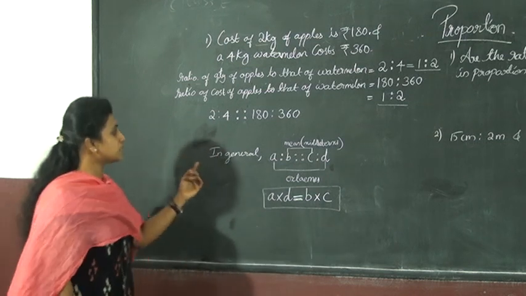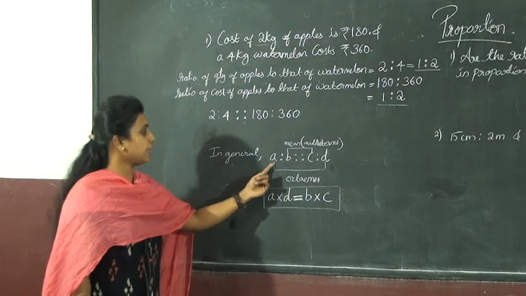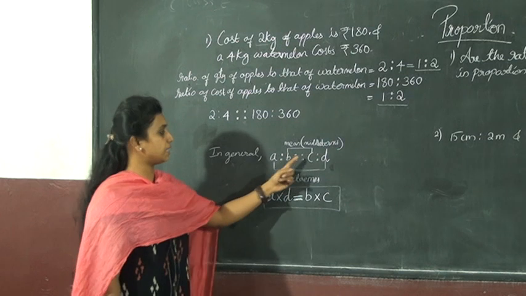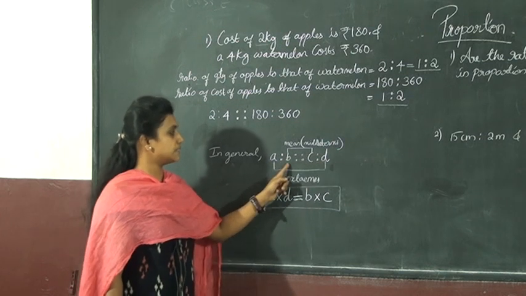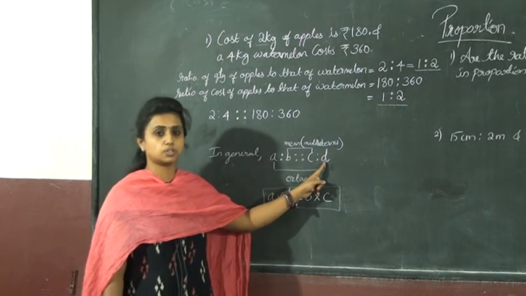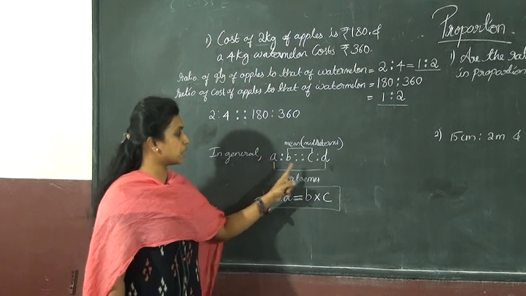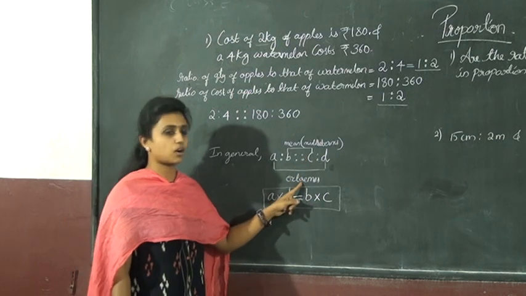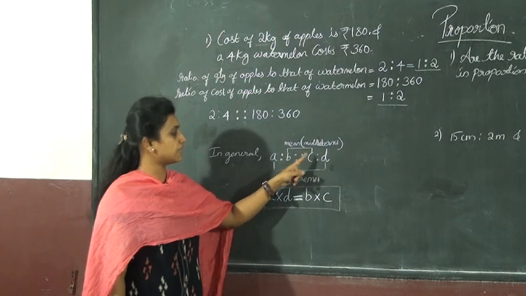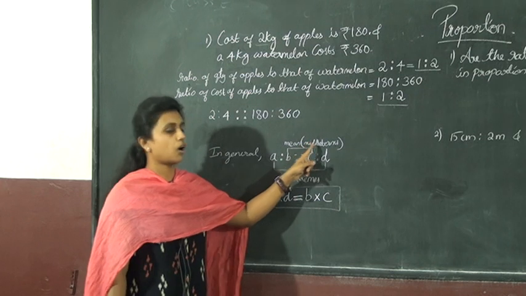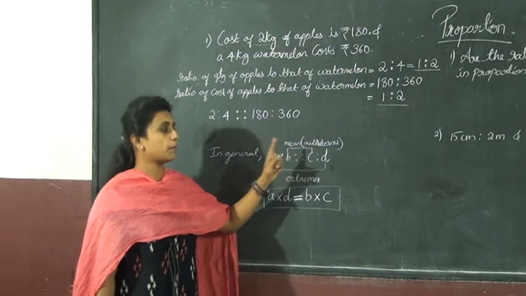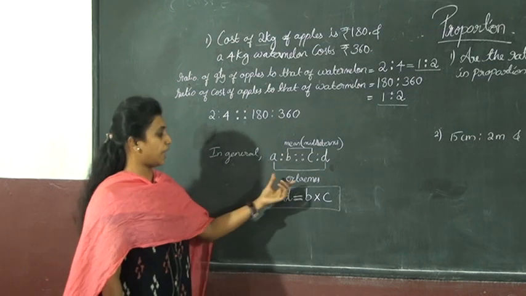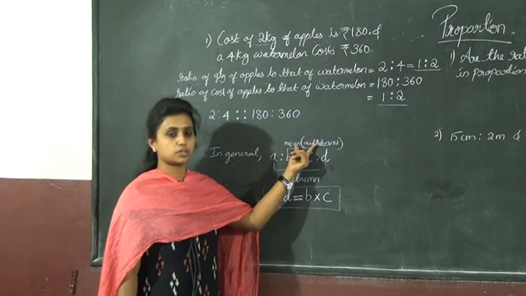Okay, so in general you can write like this: A is to B is the same as C is to D, where A, B, C and D are the first, second, third and fourth terms. The first term and the last term are called extremes. A and D are called extremes and B and C are called the mean or the middle terms. In a proportion we should be able to write it like this and say they are equal. So remember which are the extremes and which are the middle terms.